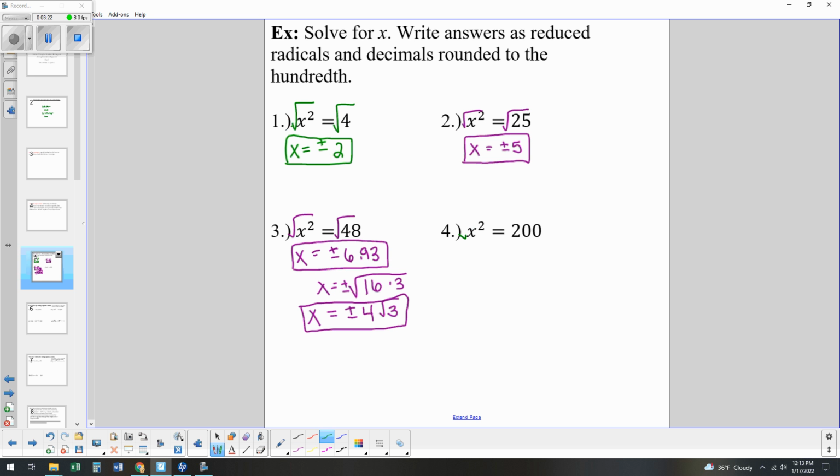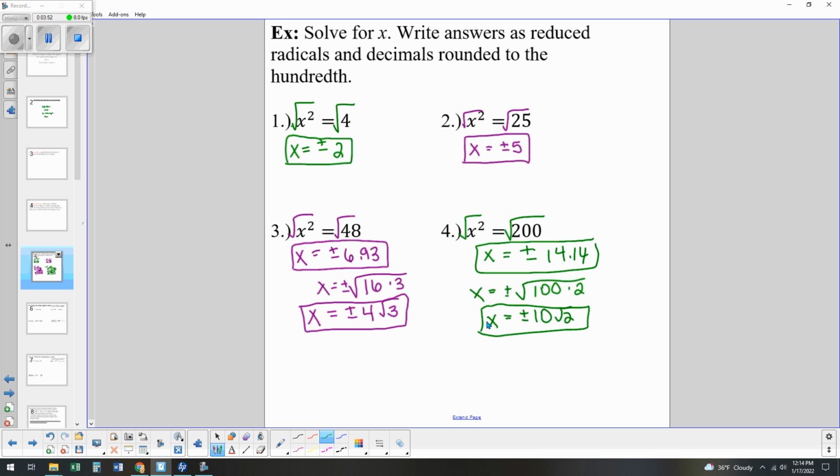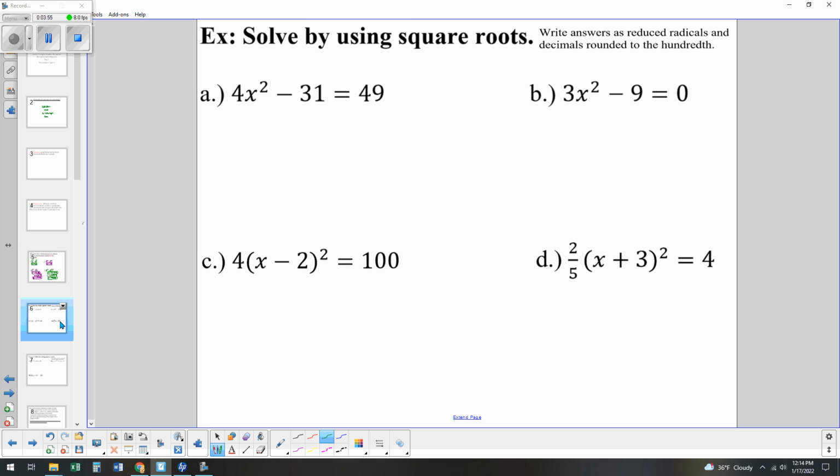All right, same thing when I go to do number 4. If I just did it on a calculator, it might give me the decimal equivalent of 14.14. But if I wanted to reduce this radical, right, 1 and 200, 2 and 100. So 200 can really be rewritten as 100 times 2. So I can take the square root of 100 and get 10, but the 2 is going to stay inside. All right, let's look at a few more together.